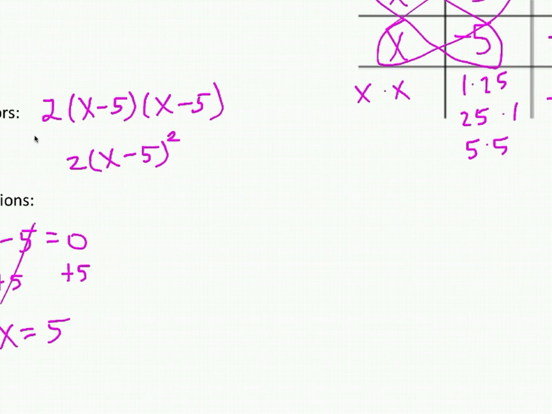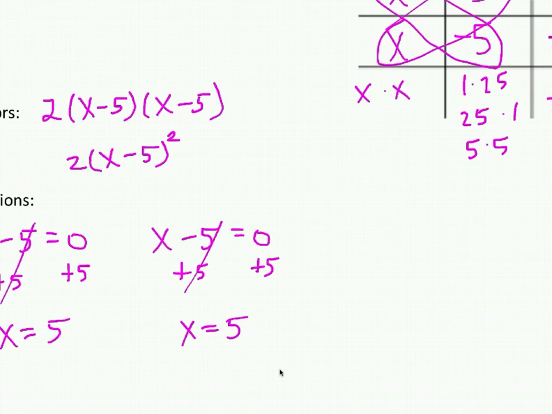Okay, so we got to ignore this guy. We solved this one. Okay, x minus 5 equals 0. To get rid of a minus 5, I add 5 to both sides. Well, obviously, if they're the exact same factor, we're going to get the same solution.